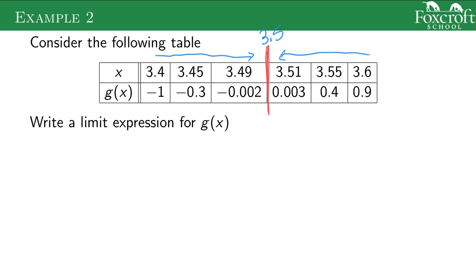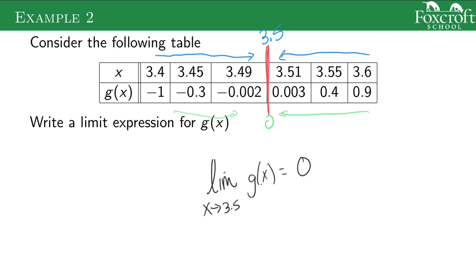And then what are our y values doing? -1 to -0.3 to -0.002. That's going to a really small number. And as we're working our way towards this middle line, these positive numbers are getting smaller and smaller. And what's in the middle of these negative and positive numbers? That's going to be 0. So as our x values in the middle are getting close to 3.5, our y values are getting closer and closer to 0. So our limit as x gets close to 3.5 of g of x, that's the name of our function, is going to be 0. So as my x values get close to 3.5, my y values get close to 0.